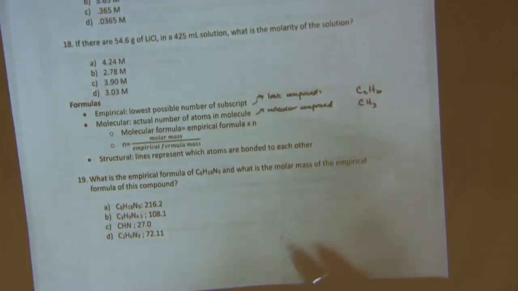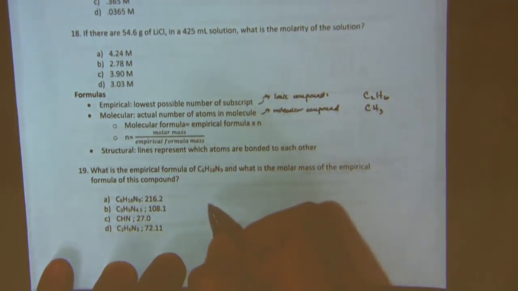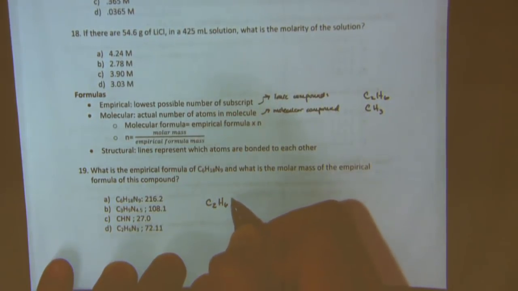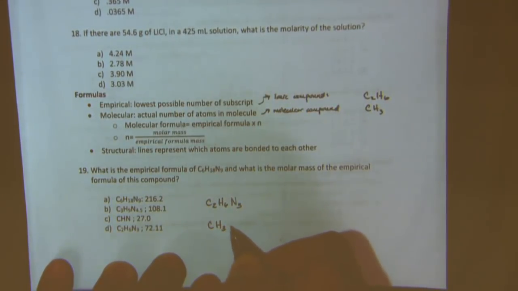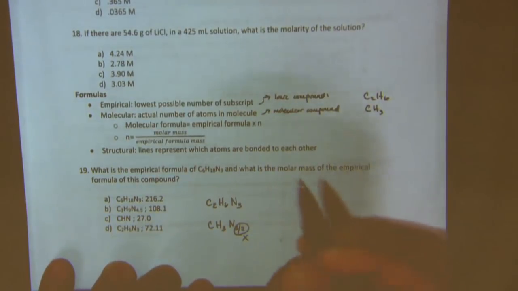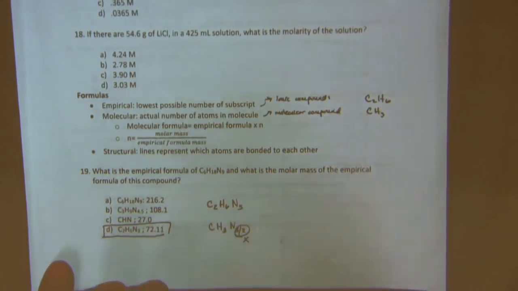So for number 19, what is the empirical formula for C6H18N9? And what is the molecular mass of the empirical formula? So we would just simplify it to its lowest possible form, which is C2H6N3. If we were to reduce it more, it would be something like this, and this would not be okay. So the correct answer for this would be D. Okay.